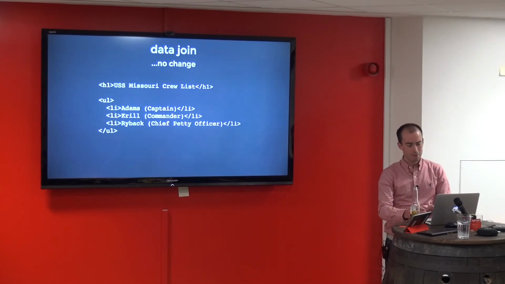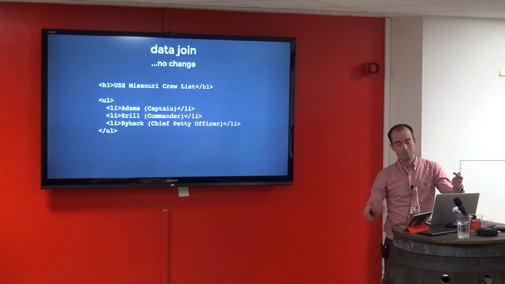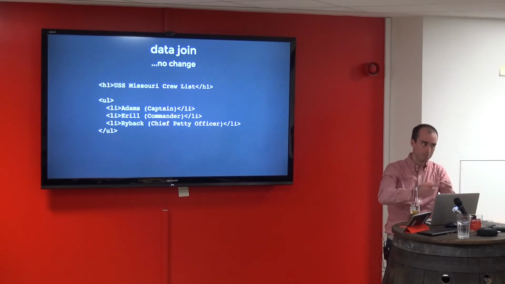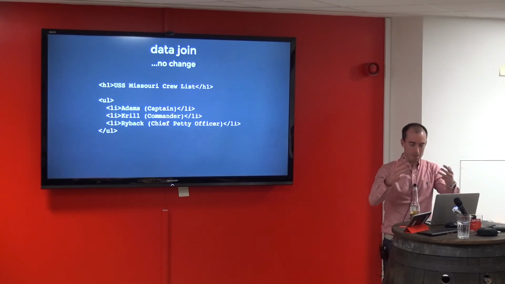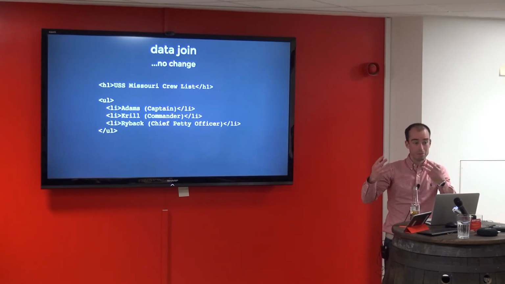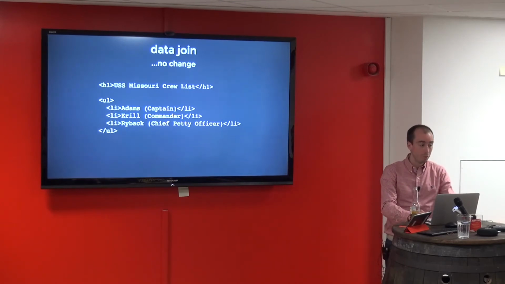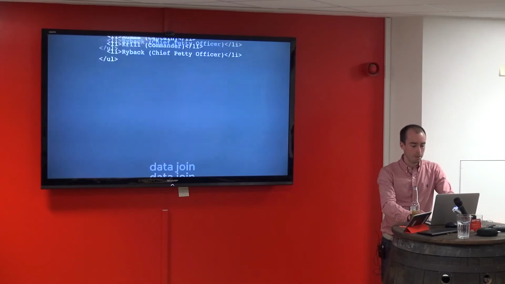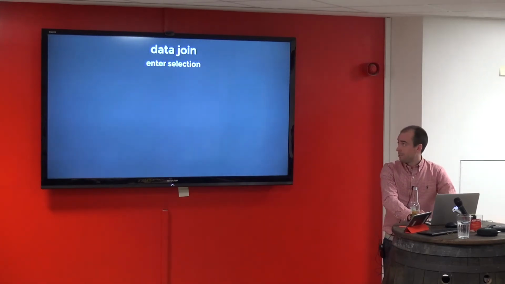But if you remember how it works, it was taking a DOM node, taking a data item, combining them: DOM node, data item, DOM node, data item. Now it's got an extra data item, but it doesn't have an associated DOM node. So what's it going to do? You need to help it out. You need to tell it what to do. You do that using the enter selection.